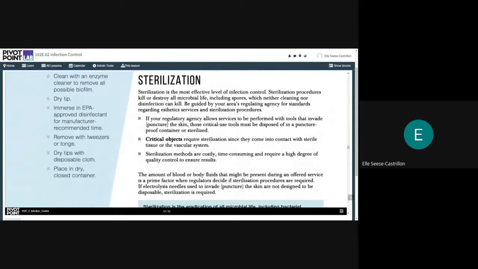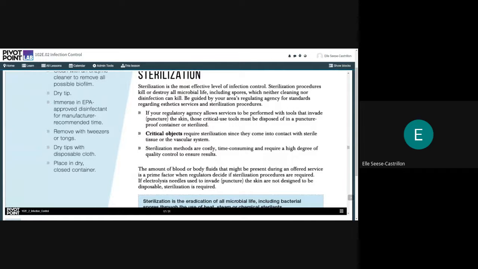Sterilization is the most effective level of infection control. Sterilization procedures will kill and destroy all microbial life, including spores, which neither cleaning nor disinfection can kill. Be guided by your area's regulatory agency and standards regarding aesthetics, services, and sterilization procedures. If your regulatory agency allows services to be performed with tools that invade or puncture the skin, those critical use tools must be disposed of in puncture-proof containers or sterilized. Critical objects require sterilization since they come in contact with sterile tissue or vascular systems.